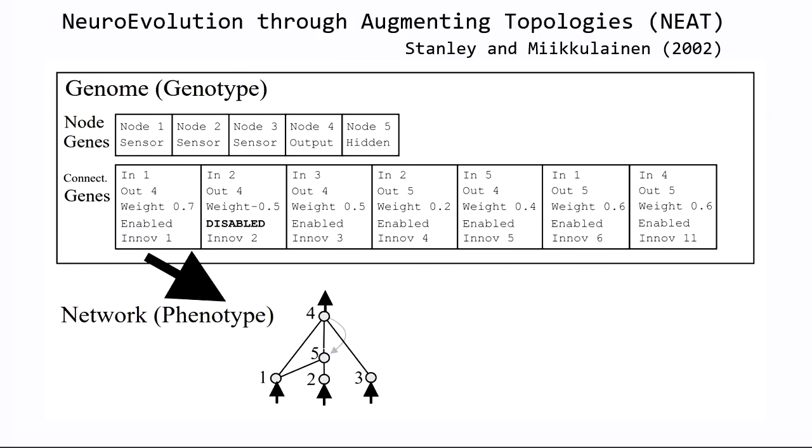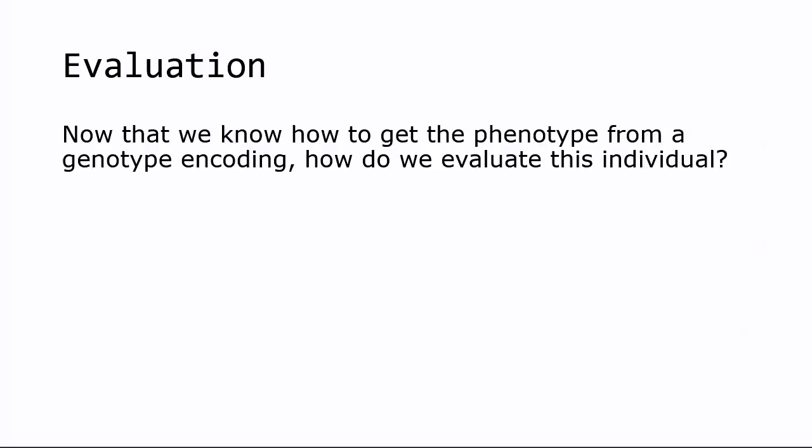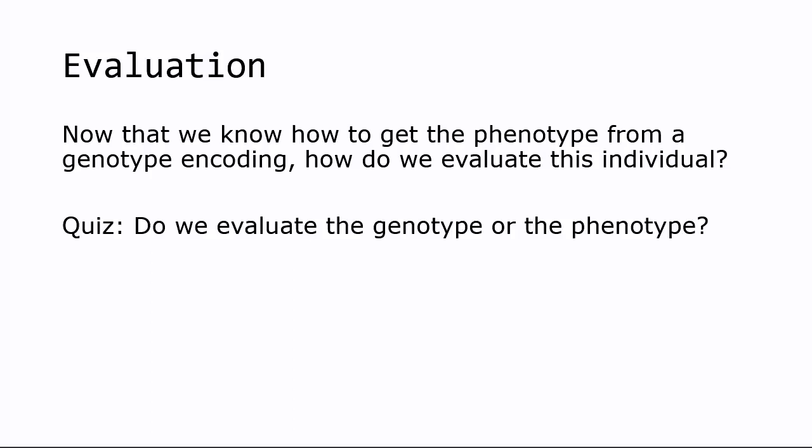OK, so we've covered a lot so far. So we have the genotype, we have the phenotype, which is the neural network. Now the question is, we have a neural network, right? So the question is, how do we evaluate that neural network? And that's a really open question, because how do we evaluate it? Well, first off, we have to ask, do we evaluate the genotype or the phenotype of the neural networks? Are we evaluating theta, or are we evaluating the thing that theta creates?